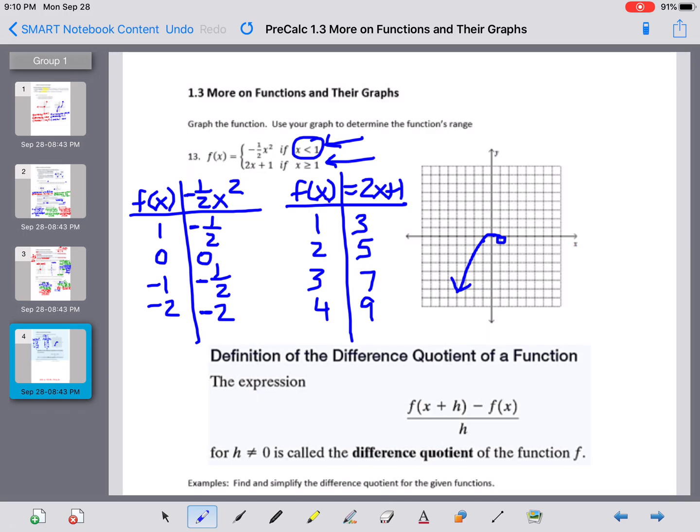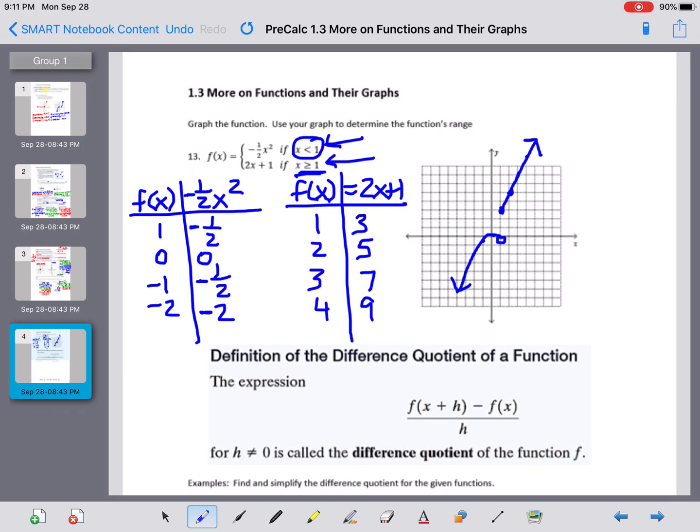Okay, I go to 1. Now, notice this time my 1 is equal. So I want a closed circle this time at 1, 3. So I go to 1, 2, 3, a closed circle. Then I go to 2, 5. 1, 2, 3, 4, 5. To 3, 7. And it looks like 4, 9 is going to roll off my graph a little bit, but I start at that dot and I'm going to keep going up to the right and I put an arrow that direction. Okay? So, there's my piecewise. You can tell there's a disconnect.